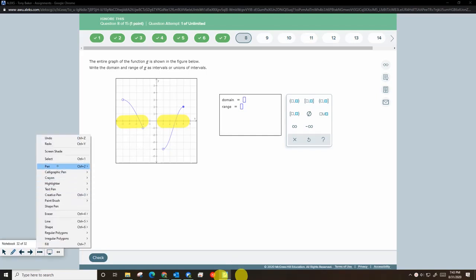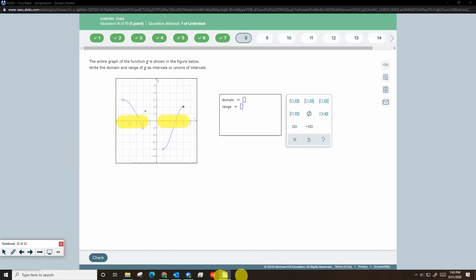So my domain, since it has those two pieces, this one over here is a parenthesis and then a parenthesis because they're both open dots. So I've got parenthesis -5 to -2, close parenthesis. Then I have a union because I have a second one, and it's going from 1, which is a parenthesis, to 4, which is a bracket. So it's going to be parenthesis 1 to 4 bracket. That's my domain.